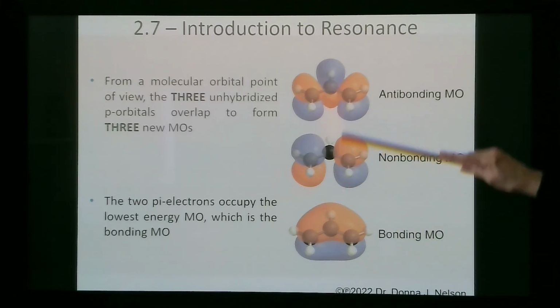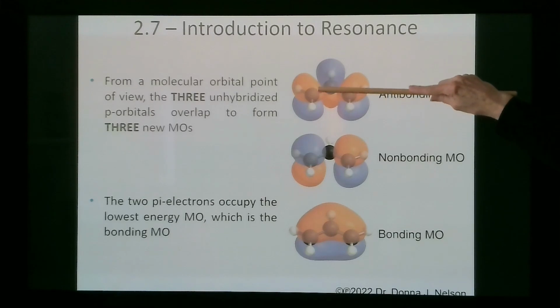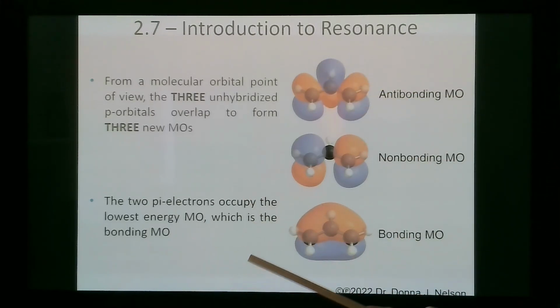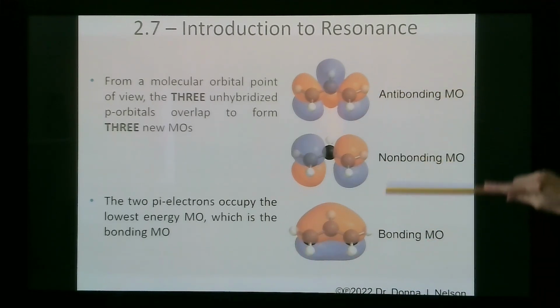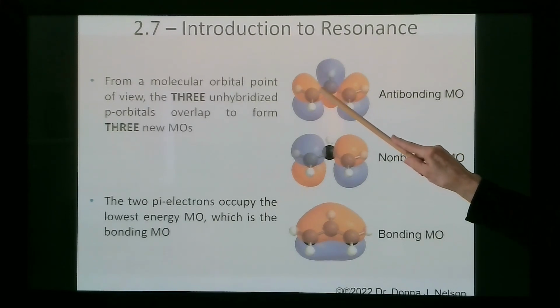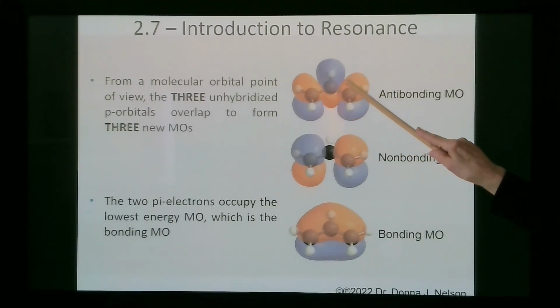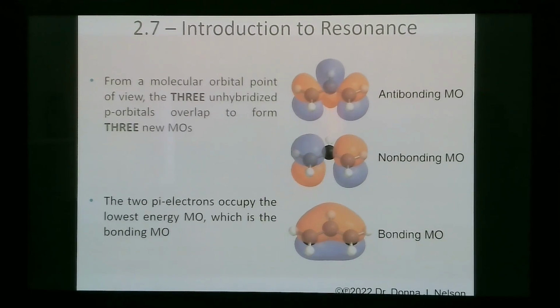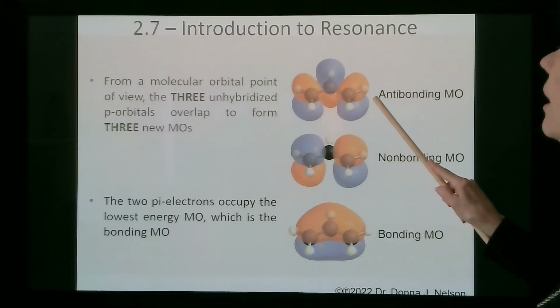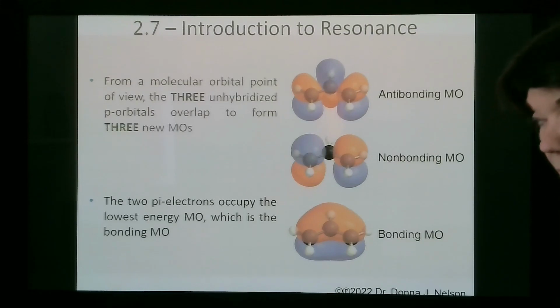Up here, when you go on up in energy, you can see the number of nodes increases the same way that the energy increases. This is the highest energy of these molecular orbitals, and you can see there's a node here between C2 and C1, and then there's a node over here between C2 and C3. So you have 2 nodes in addition to the node that lies in the plane of the carbon skeleton.